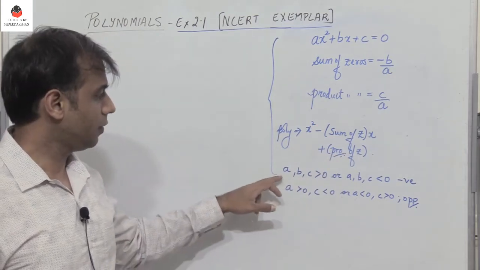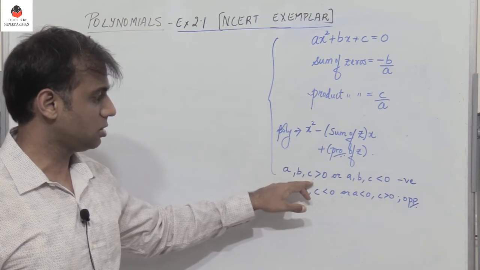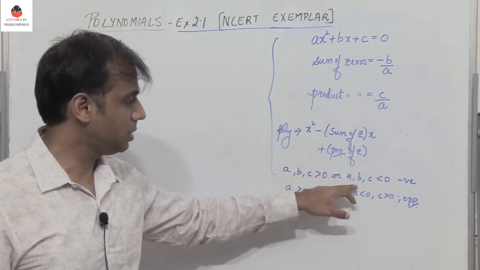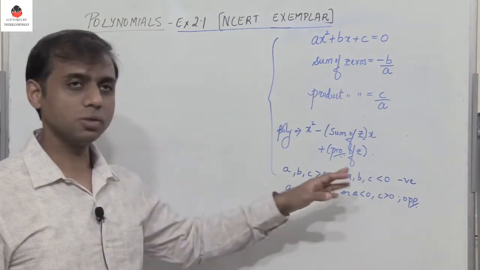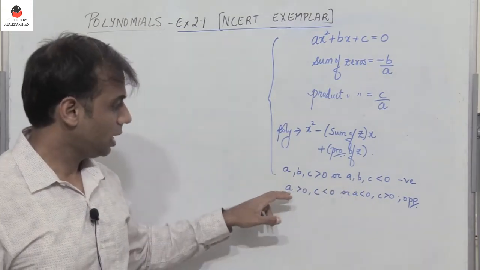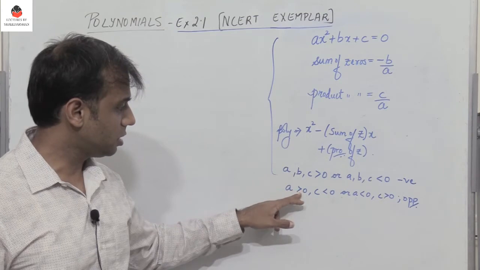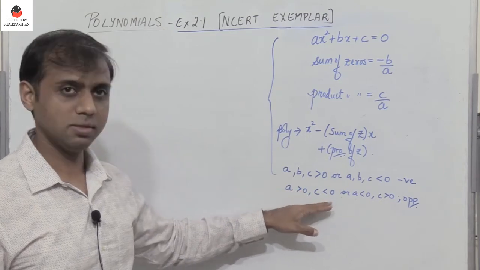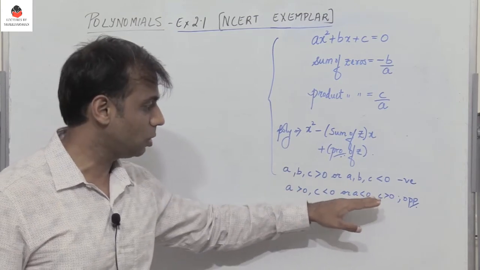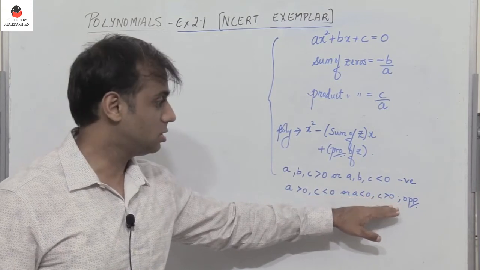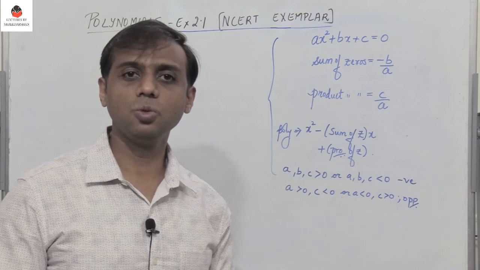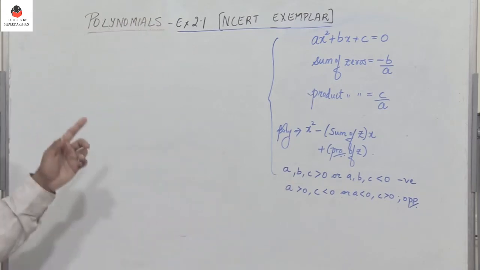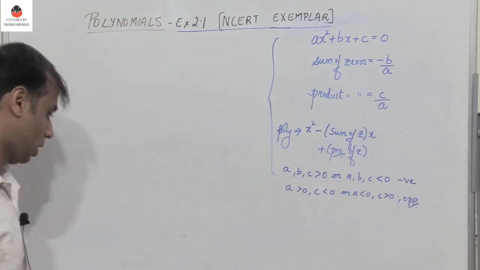And then if the values of a, b, c are such that the signs are the same, we find that the zeros are always negative. And if a is greater than 0 and c is less than 0, or if a is less than 0 and c is greater than 0, we find that the zeros are of opposite sign. So this will help us to solve the problems given in the first exercise 2.1.